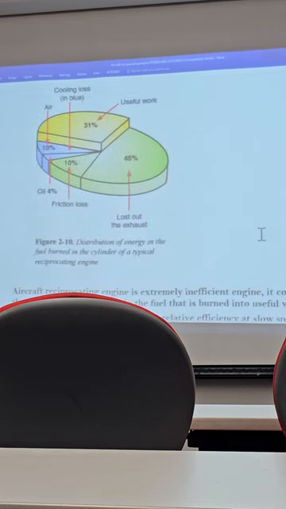Here is the pie chart of the inefficiency, how thermally efficient the engine is. You see 45% lost out the exhaust. Friction loss is 10%, 4% oil. And the air, because of cooling and removing heat, is 10% as well. This is approximate, and the useful work is only about 31%.